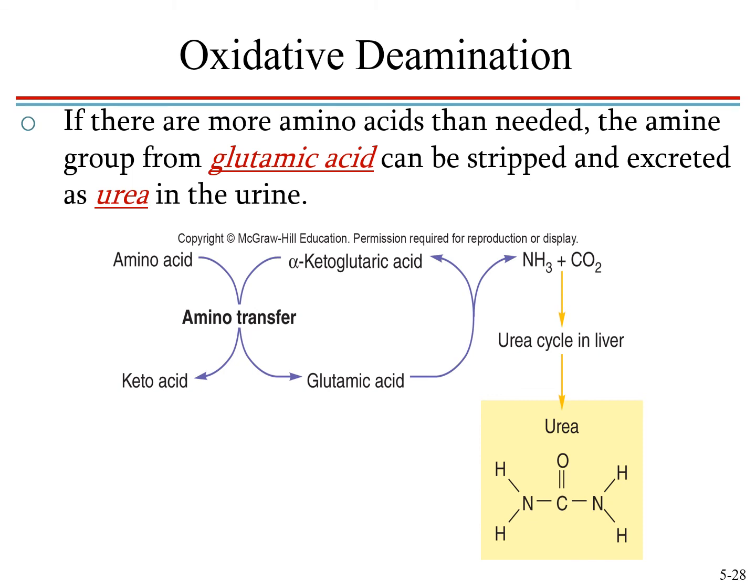Now, oxidative deamination. So if there's more amino acids than we need, the amine group from the glutamic acid is stripped and excreted as urea, when we talked about urea in the urine. So what happens is the amino acid becomes a keto acid, right, via transferring the amino group. And what we get during this transfer, there's the amino acid, the alpha-ketoglutaric acid. Sorry, my drawing's not very good. We get that amino transfer to form glutamic acid. Off of glutamic acid, we end up with ammonia and water, which becomes urea, and there's the structure of urea. If you're curious, you don't need to learn the structure.